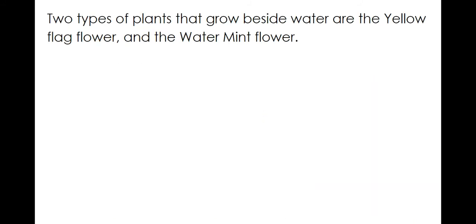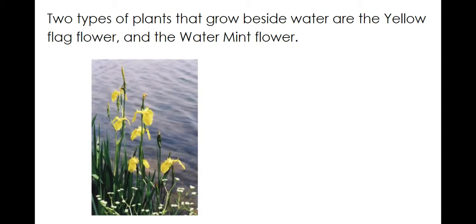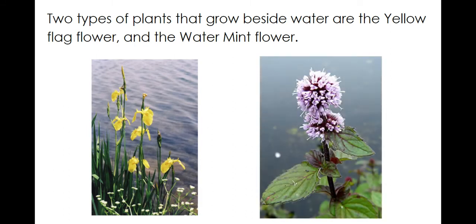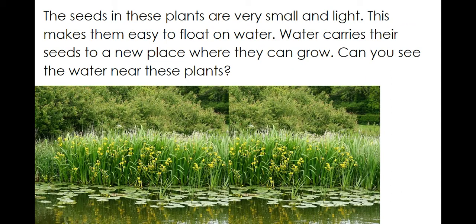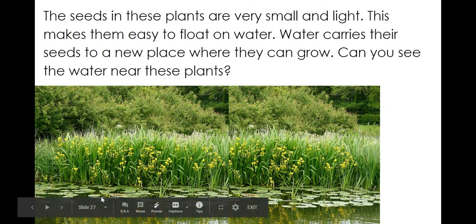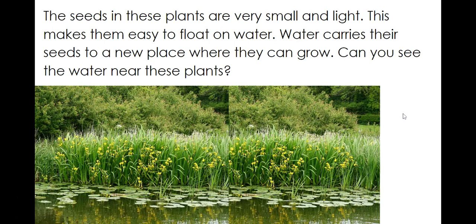Two types of plants that grow beside water are the yellow flag flower and the water mint flower. The seeds in these plants are very small and light. This makes them easy to float on water. Water carries their seeds to a new place where they can grow. Can you see the water near these plants? Way down here. So as the seed falls off of the plant and it travels down the river, it replants itself into a new plant.